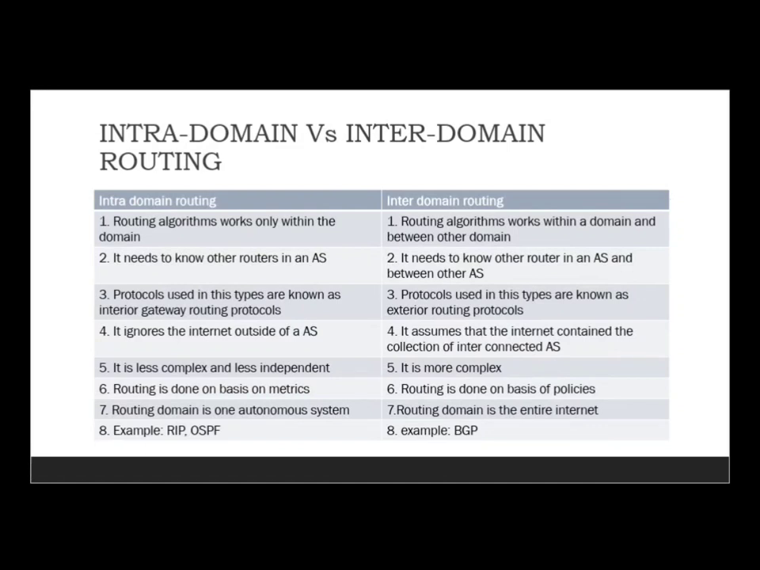Intradomain routing is less complex. Interdomain routing is more complex. Intradomain routing is based on a metric, and interdomain routing is based on policies. The routing domain in intradomain is one autonomous system, and in interdomain the routing domain is the entire internet. Examples of intradomain are RIP and OSPF, and an example of interdomain is BGP.